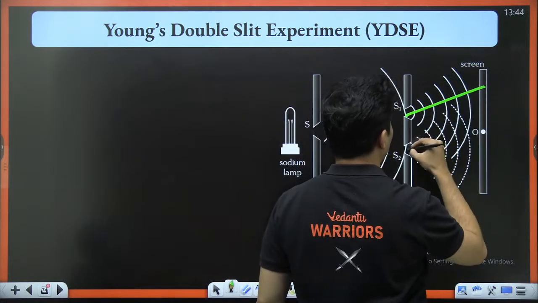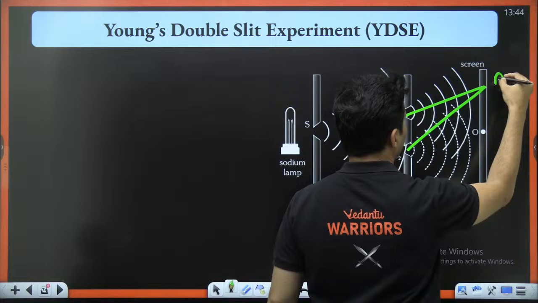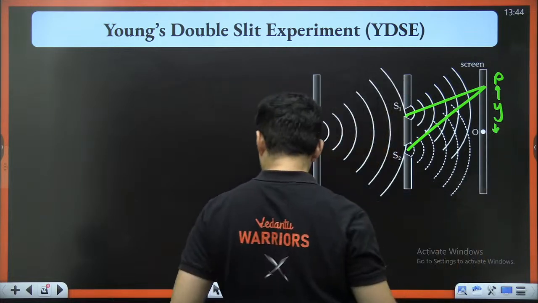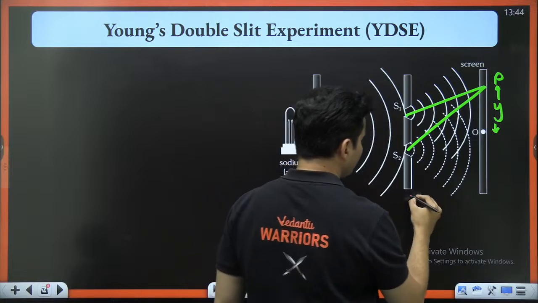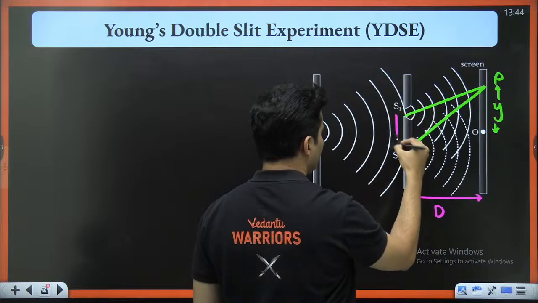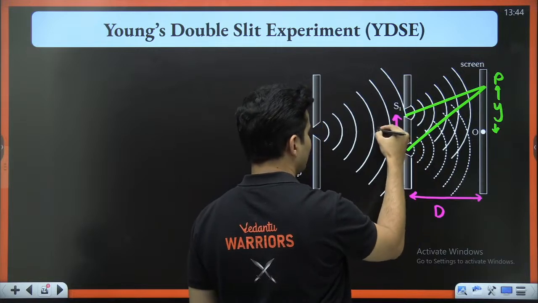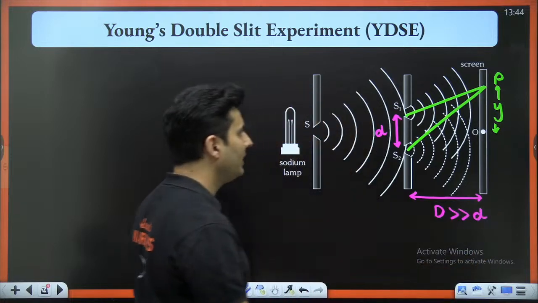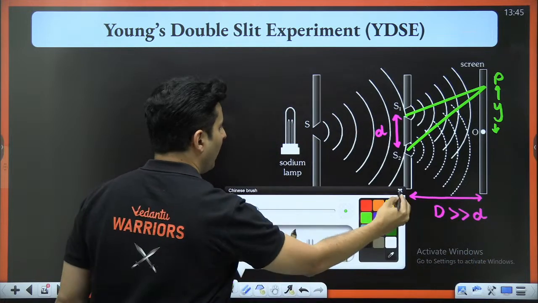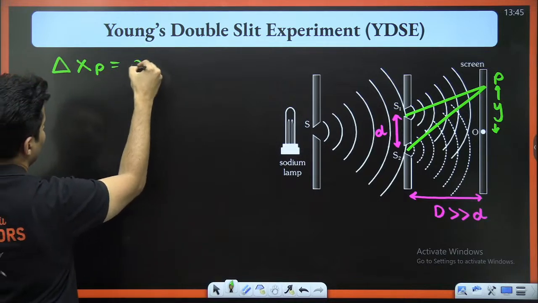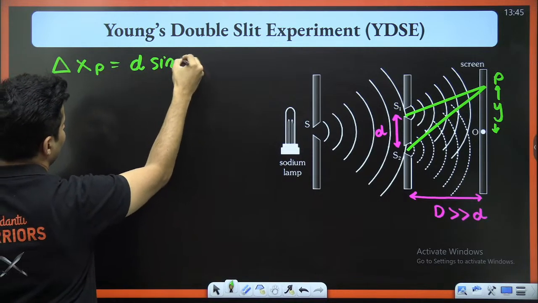You go at any random point which is at a distance of y, and let's say this distance is given to be capital D. This distance between the slits is given to be small d. Usually capital D is much larger than small d. Then the path difference at point P is given by d sine theta.